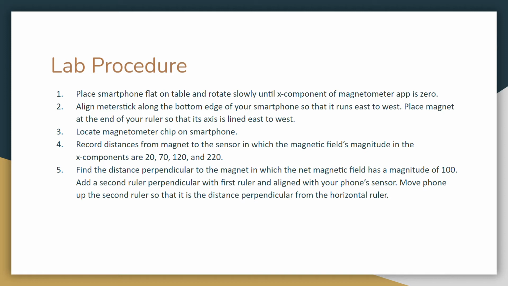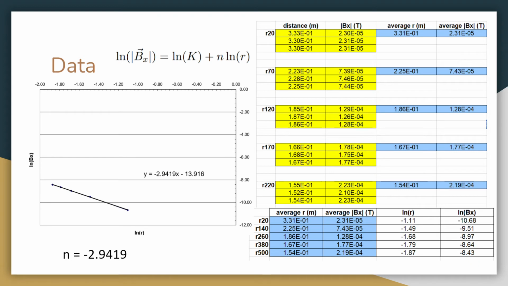Then I found the distance perpendicular to the magnet at which the net magnetic field has a magnitude of 100. I added a second ruler perpendicular to the first ruler, aligned it with my phone sensor, and moved my phone up to the second ruler so that it was a perpendicular distance from the horizontal ruler. With both of these perpendicular distances, I could find the total distance using the Pythagorean theorem. So this was the data that I collected.